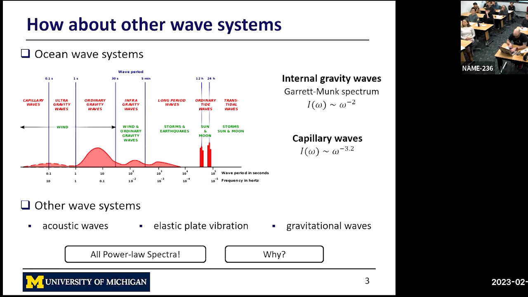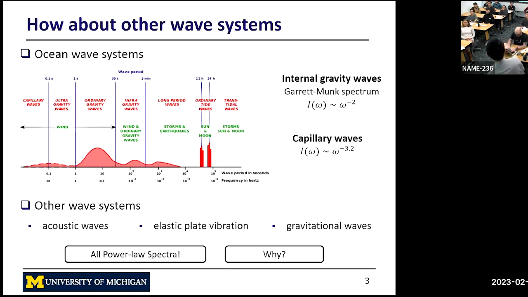So for the internal gravity waves, people did similar things as for surface gravity waves. So basically they measured the data in the ocean and they tried to fit the spectrum. So that is what is called the Garrett-Monk spectrum today, also obtained from the fitting of the ocean data. And this spectrum also has a power law form of omega to the minus 2 in some range of the spectrum.